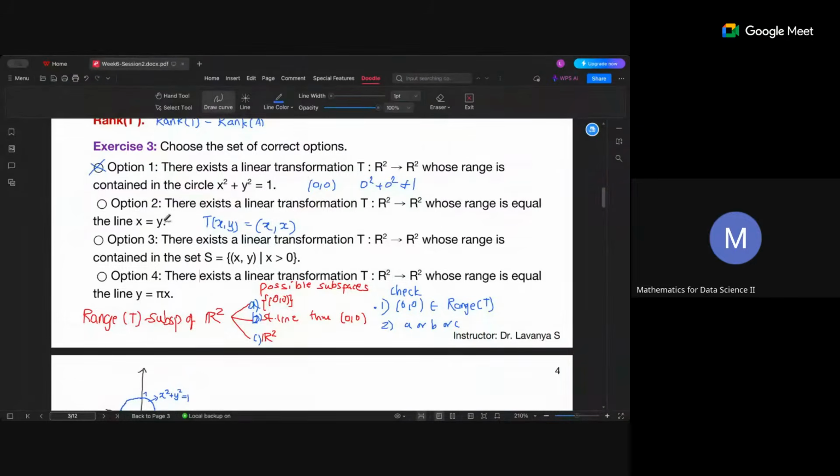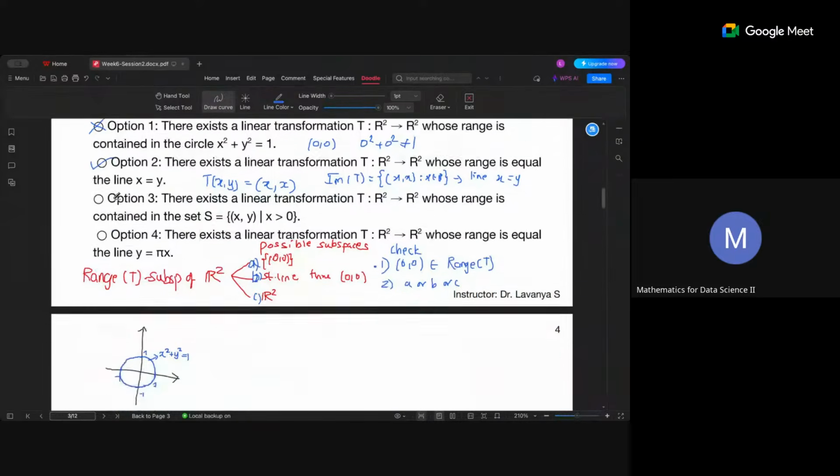So you see that this is a linear transformation, and here the range of T is the same as the line x equals y. It is the set of all (x, x) such that x is in R, which is the line x equals y. So the second option is true.